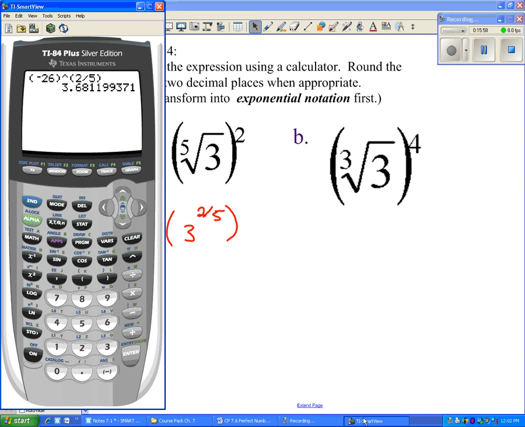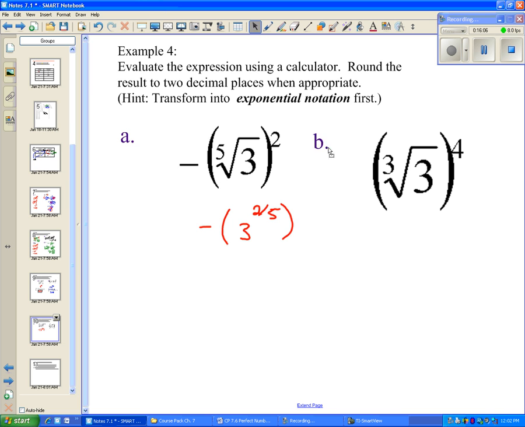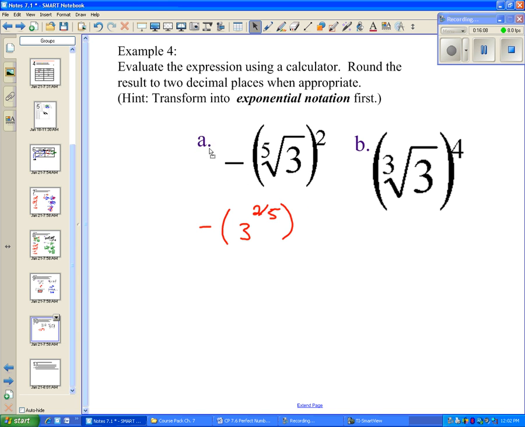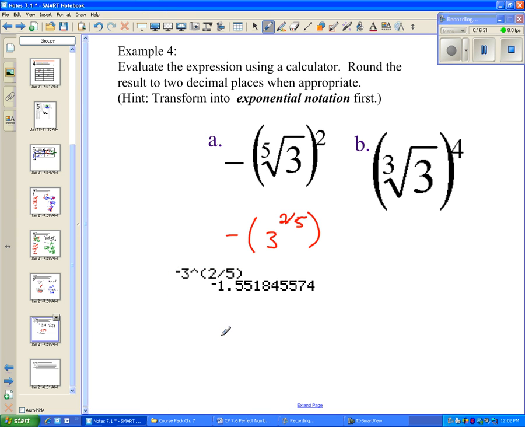So I go to my calculator, and this is when I can play with things. I'm going to scoot this over so I can see it all. Because I can use what I know about the calculator to make sense to me. Again, hit clear. I want the negative out front. I want 3 to the parenthesis, 2 divided by 5 power, and there's my answer. Negative 1.518455574, to 2 decimal places is negative 1.52.